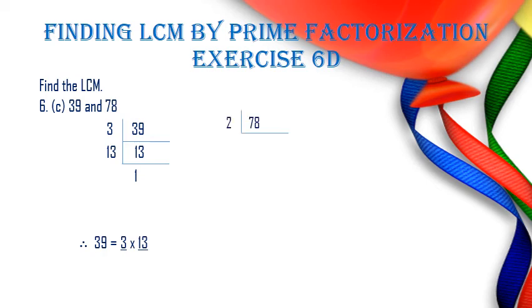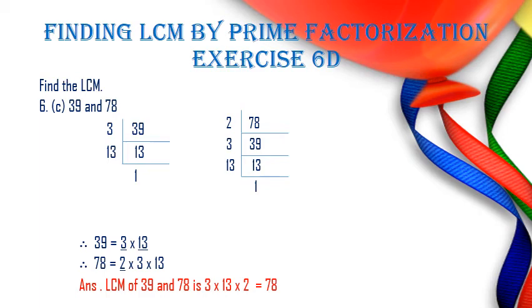So the prime factors of 39 are 3 multiplied by 13. Now let's come to 78. 78 divided by 2 gives 39. 39 divided by 3 gives 13, and 13 divided by 13 gives 1. So the prime factors of 78 are 2 multiplied by 3 multiplied by 13. So now children, the LCM of 39 and 78 is 2 multiplied by 3 multiplied by 13, which is equal to 78.